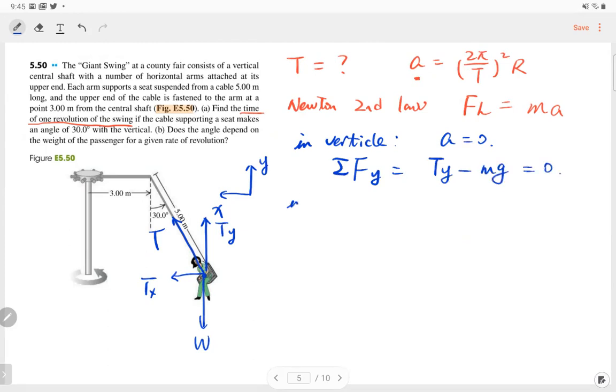But in the horizontal direction, we know the acceleration is the centripetal acceleration, 2 pi over period, squared times radius. So we have the net force in the x direction: Tx equals ma.